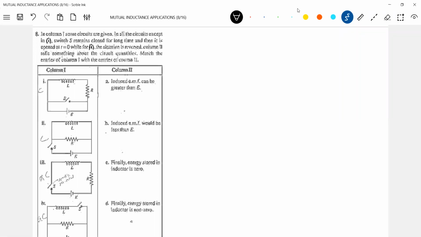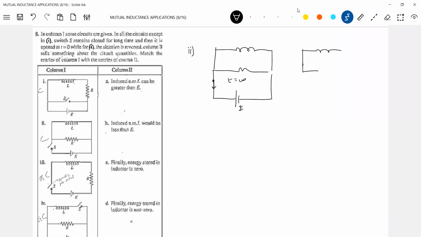In all circuits, first we'll do one thing. Second, third, fourth we'll discuss. In all circuits except one, switch S remains closed for a long time, then I'll open it. So let's see that. At t equal to infinity, I'll open it. Then what will happen? Will there be any spark generated or not?